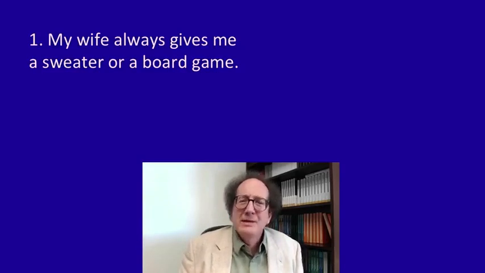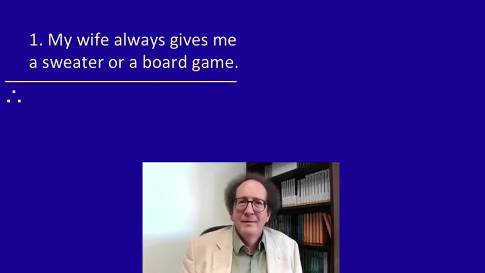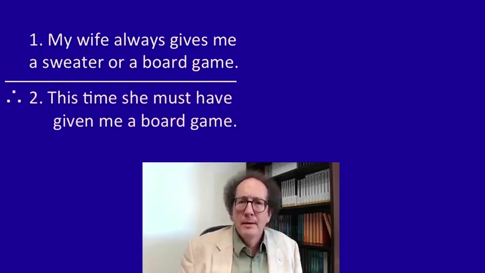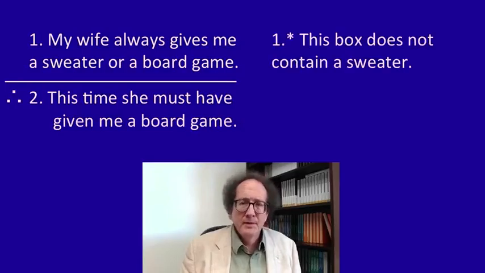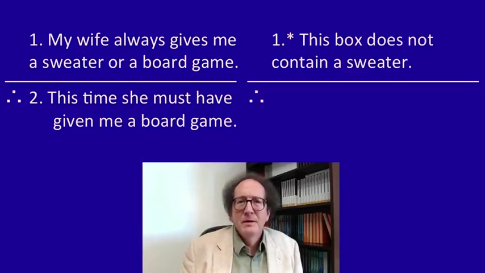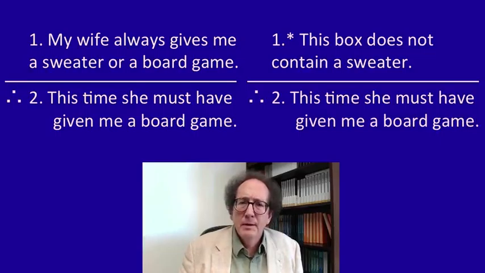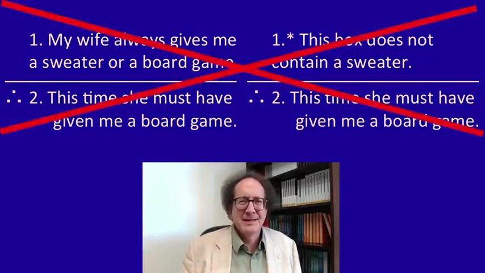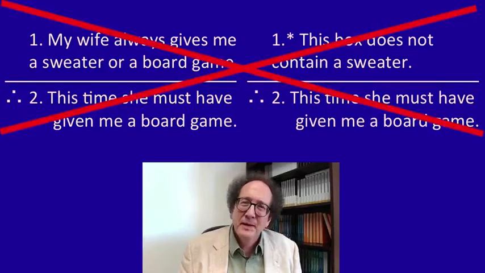Maybe it's a branching structure. That would mean that the argument looks like this. My wife always gives me either a sweater or a board game. Therefore, this time she gave me a board game. And as a separate argument, this box does not contain a sweater. Therefore, this time she must have given me a board game. Neither of those arguments makes any sense, so it can't be a branching structure.